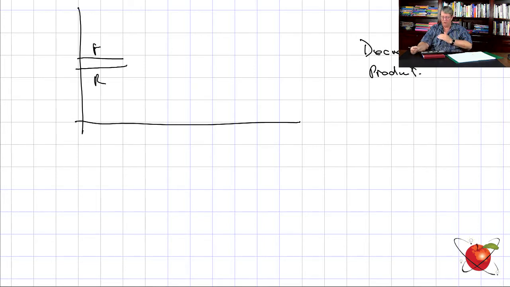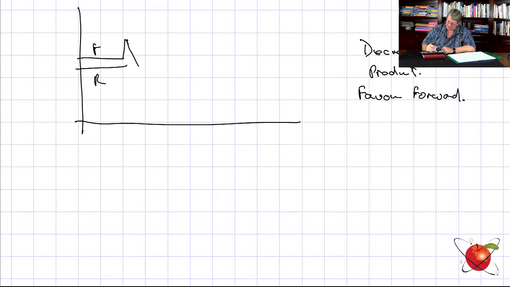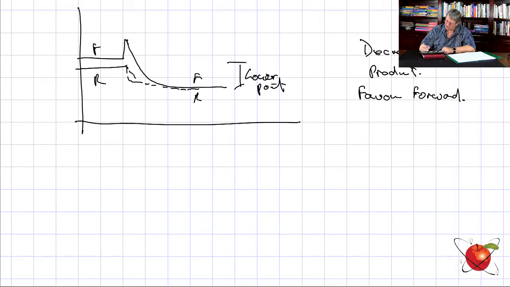Overall, everything is decreased, so I've taken it away. Therefore, favor the forward. So I'm going to favor the forward reaction up and then down. The new rate goes down and then along. Forward, reverse. And once again, I must be at a lower point because my reaction is slower.